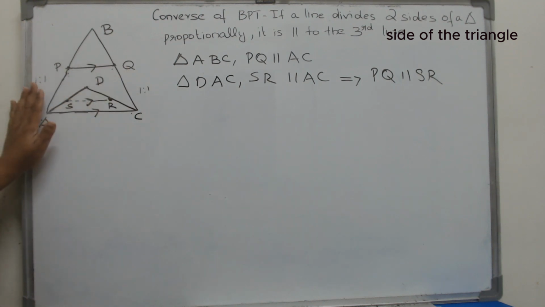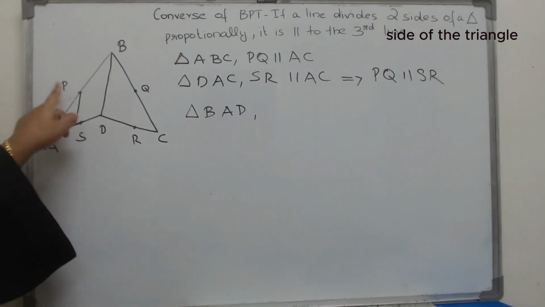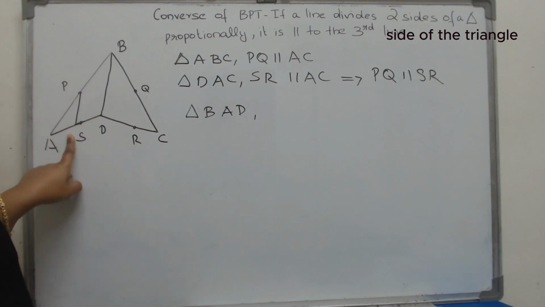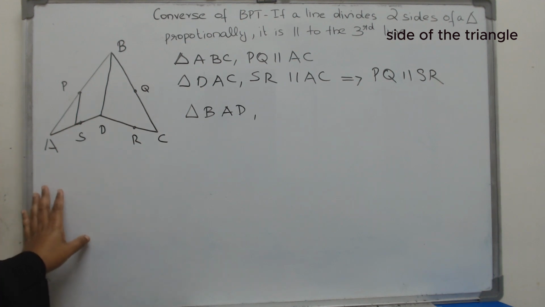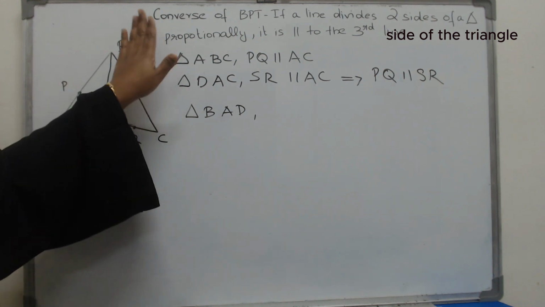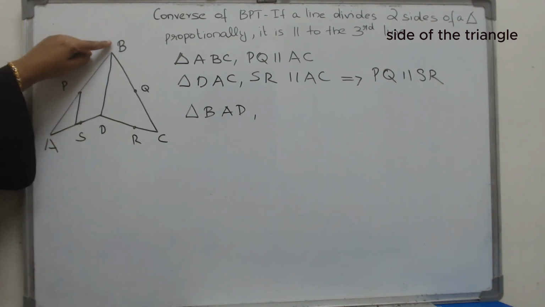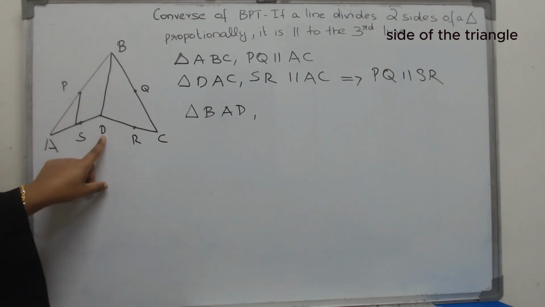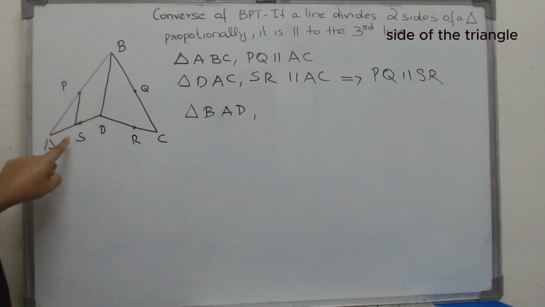Now all we have to do is go to the next part. What is the quadrilateral that we are concerned about? PQRS. We have already proved that two sides are parallel. We just have to prove that the other two sides are also parallel. How are we going to do that? Again the same result. We will start with a triangle. What triangle are we dealing with this time? BAD. Do we have a line inside it? Yes, it is PS.